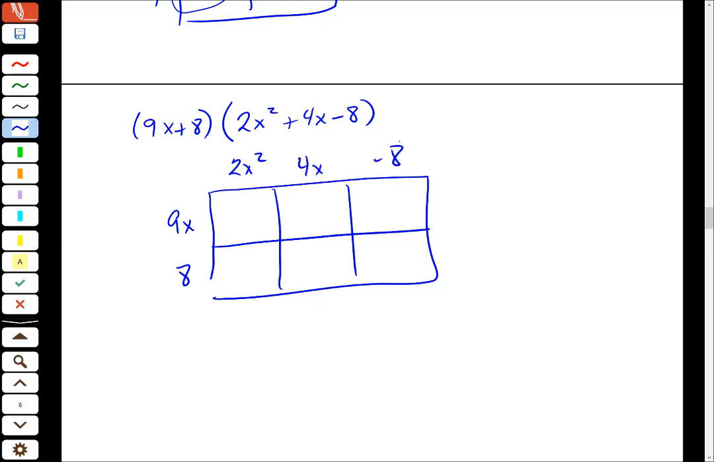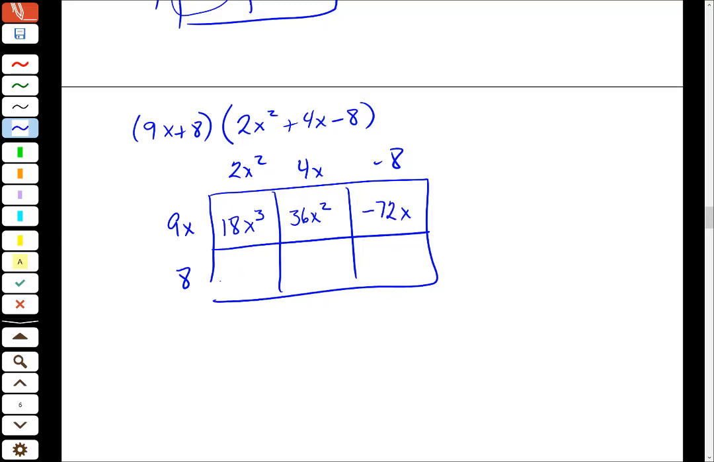And now I'll just fill in all these boxes. So this box comes from the 2x squared and the 9x. So 2 times 9 is 18, and x squared times x is x cubed. Then I'll go over here. 9 and 4 are 36x squared. Negative 8 times 9 is negative 72, and then I have an x. Then I go down to the second row, and I'll get 16x squared. 4 times 8 is 32x, and negative 8 times 8 is negative 64.